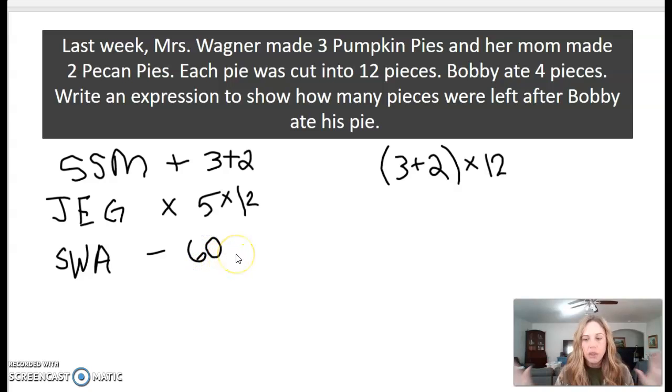So out of all the pieces I had, Bobby ate 4, and we're looking for what's left. Well, because of my order of operations, I know that multiplication comes before subtraction. So I can put minus 4 on the end. And so if they solve it correctly, that would tell the solver how many pieces of pie were left.